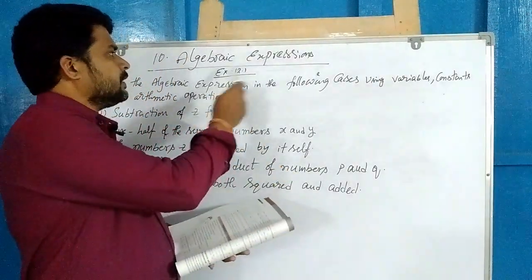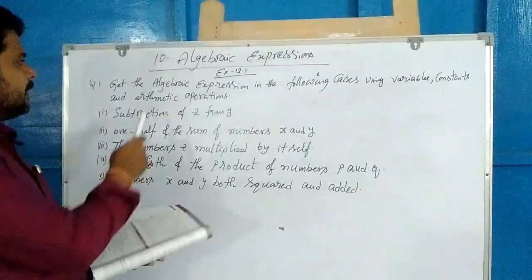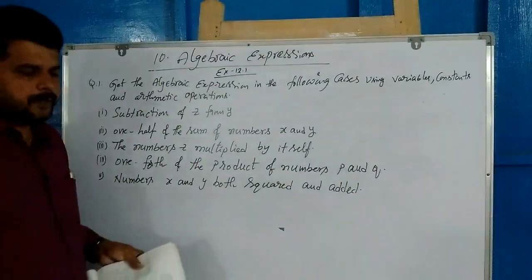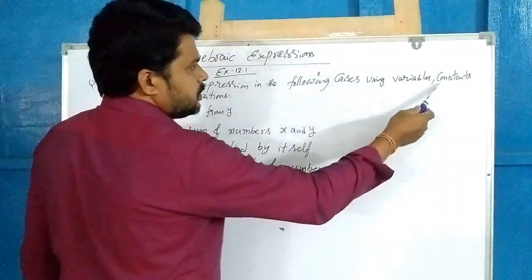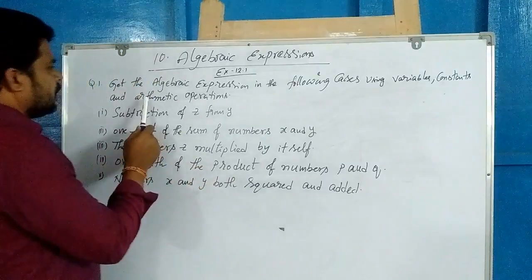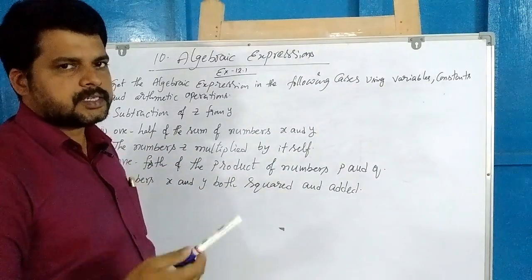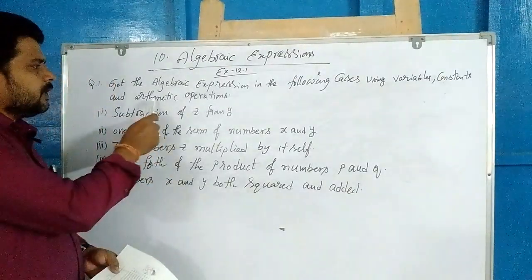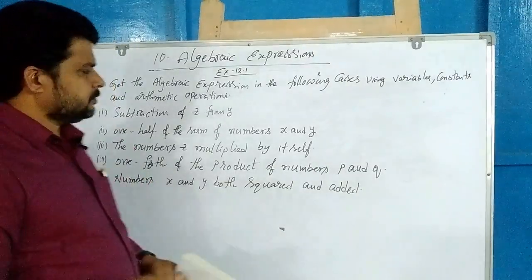Okay, in this algebraic expression chapter, exercise 12.1, what is the first problem? Get the algebraic expression in the following cases using variables, constants and arithmetic operations. Variables we know are the letters A to Z, and constants are numbers. Arithmetic operations are addition, subtraction, multiplication and division.